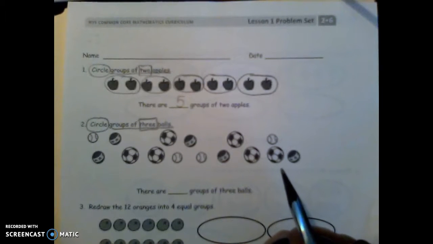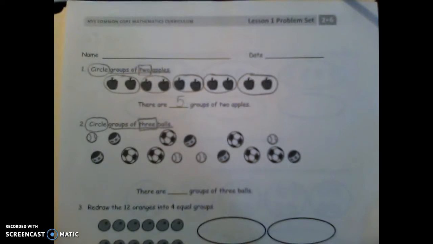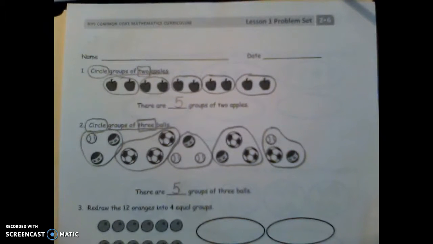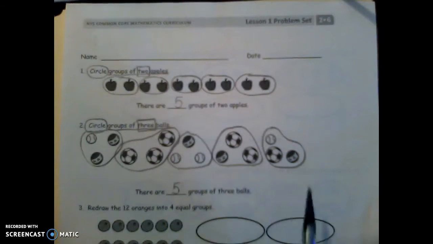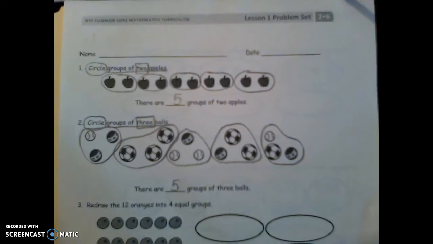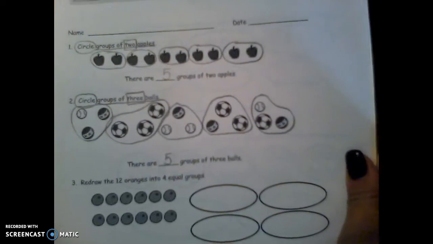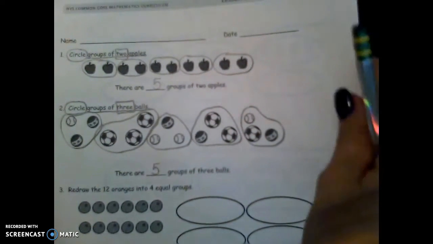Pause the video and circle your groups of 3 and then write your number sentence. When you're finished, press play to check your answer. There are 5 groups of 3. You should have 3 balls in each group. If you don't, go back and change that. All right, let's take a look at number 3. We're going to read the directions and analyze them for understanding.